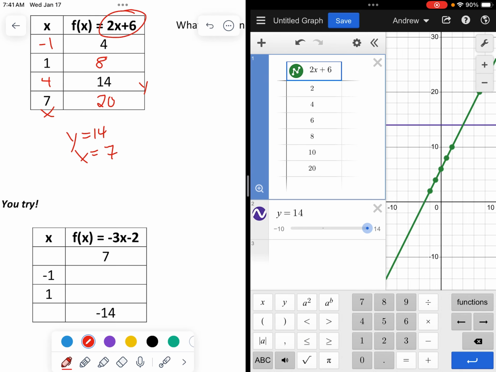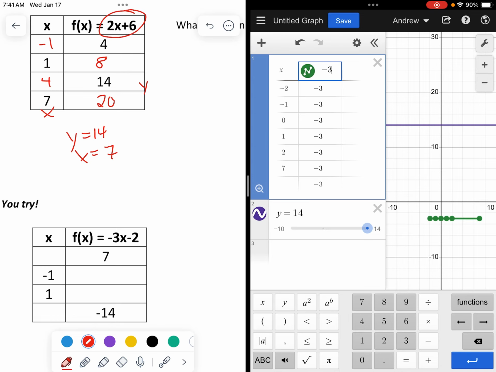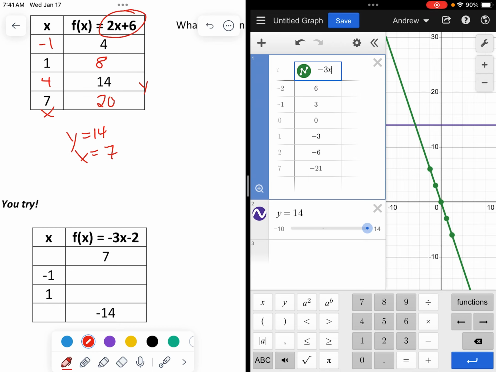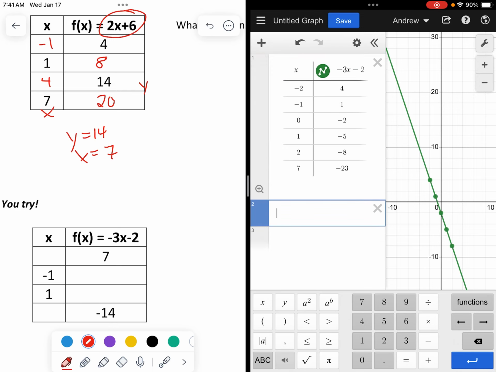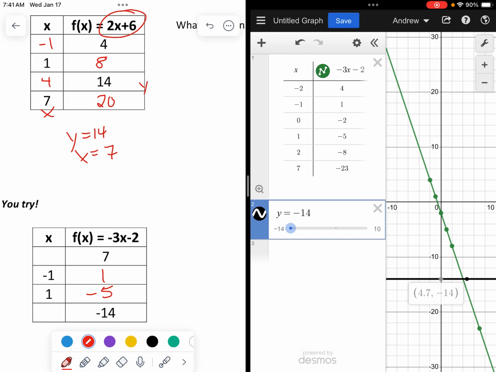Okay, so now doing the same thing with the bottom one. It says you try. If you want to pause it and try it on your own, you can. But again, I'm just filling this out for the sake of time. So you have negative 3x minus 2. That's that graph. Okay, click out of it. Now you can see that we have -1 is a +1 result. +1 is a -5 result. We do not have a 14 here. So let's plug in y equals -14. See what we get. Oh, it is a 4 again.